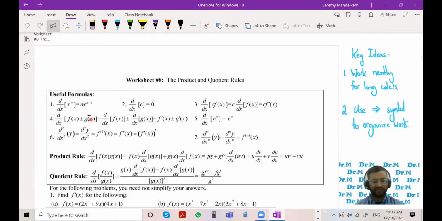This symbol is put in between statements when one statement implies another, and it's a great way to organize our work. Let's take a look at the formulas that are provided for this worksheet. We have some familiar ones: the power rule, the rule to differentiate a constant, how we can pull constants outside in front of a derivative, and also how we can distribute derivatives across sums and differences. These last two, 3 and 4 together, are called the linear properties of the derivative. We have the rule to differentiate an exponential function, base e. We have higher order derivative notation, both using the primes and the Leibniz notation. And then we have the new guys on the block, the product rule and the quotient rule.